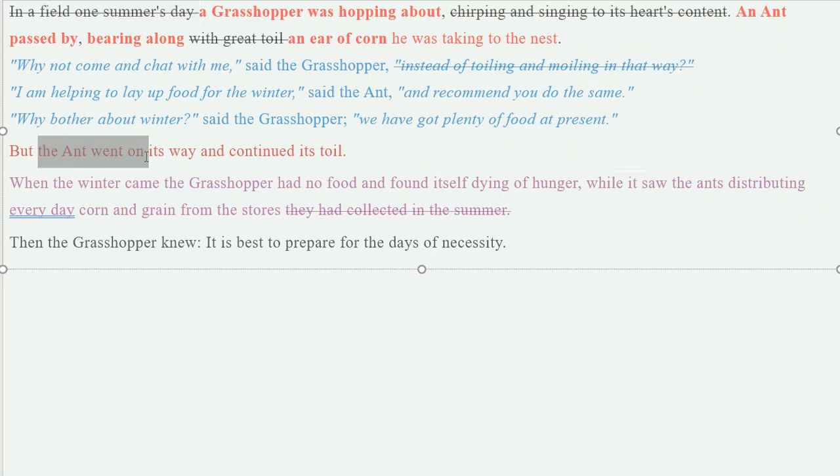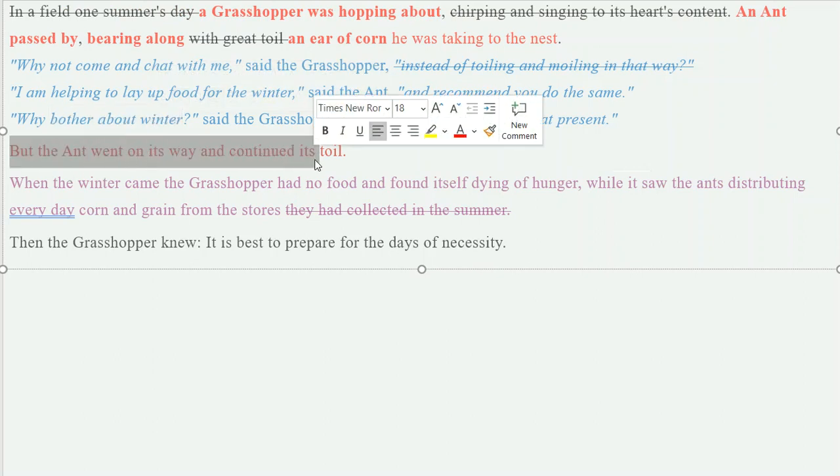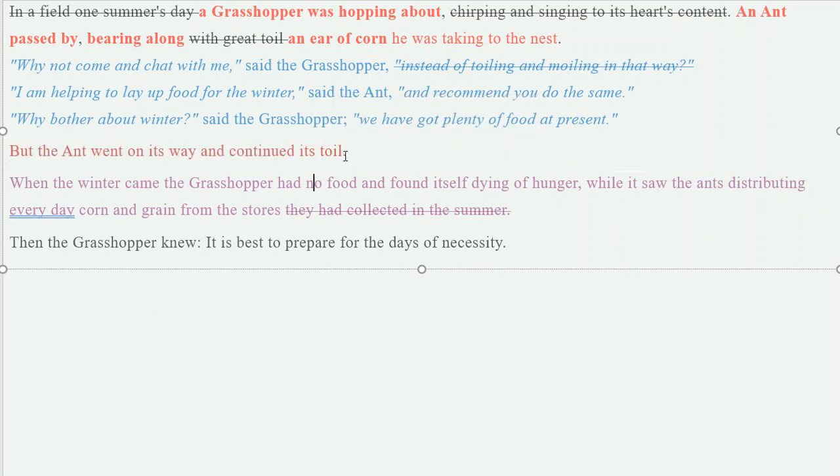Okay, so what happened? He says, so why bother about winter? Plenty of food. The ant went on its way and continued its toil. Well, we could do without it, right? No need to. So when the winter came, the grasshopper had no food and found itself dying of hunger.